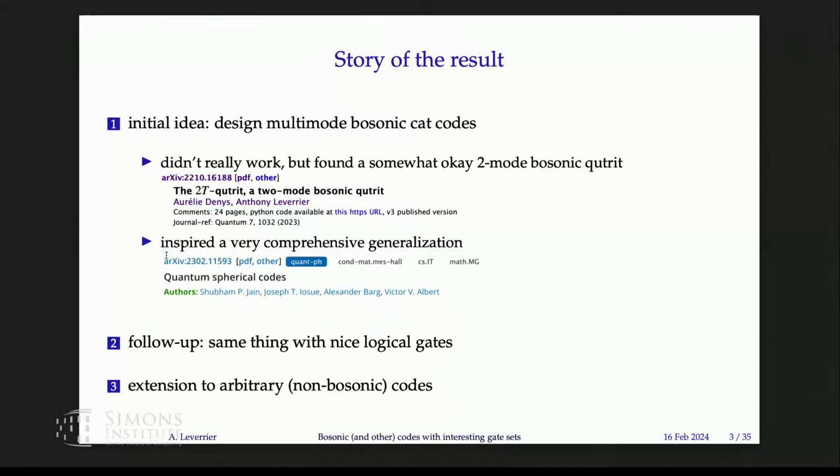And so then maybe you should switch the question. Maybe not look for codes which have nice error protection properties, but focus more on nice logical gates. Can you find codes with nice logical gates? So in that part, I will talk about Bosonic codes with this kind of gates, and then I will extend this to general codes.